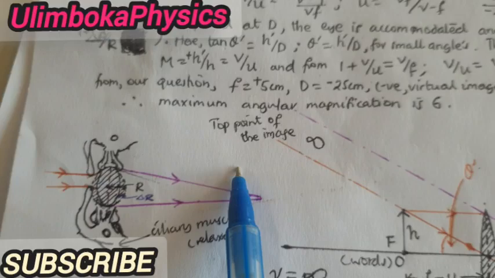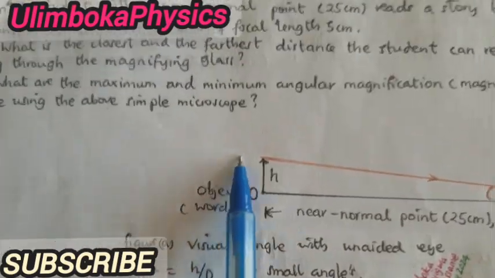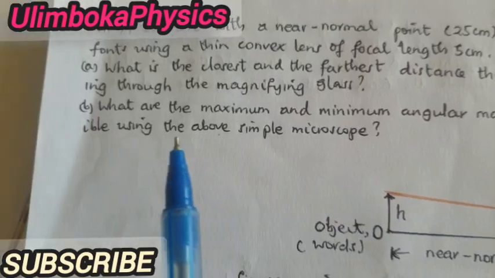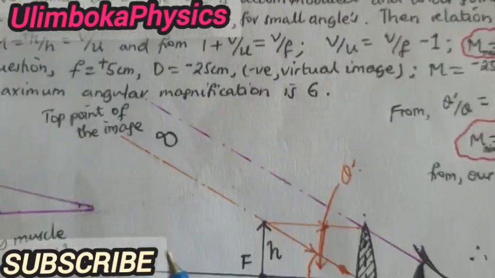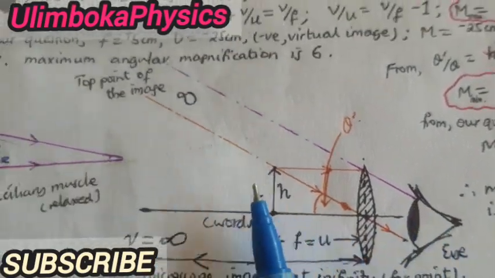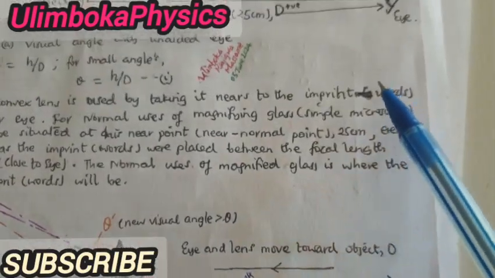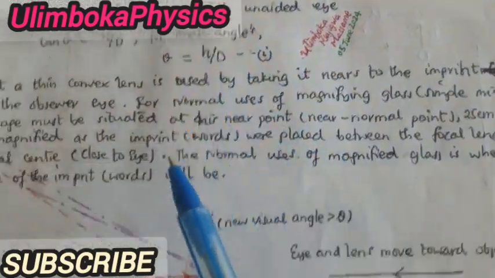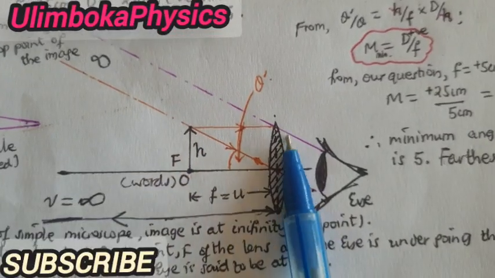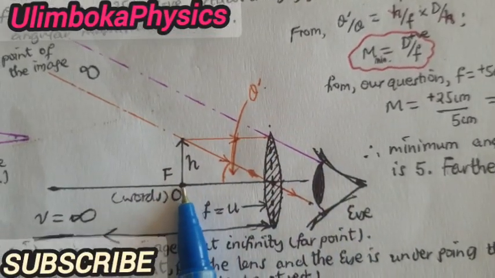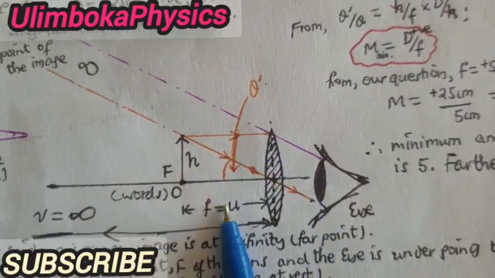Now, the second case is the farthest distance at which the student can read when viewing through the magnifying glass. The farthest distance, we now consider as the case where the object is taken until it is at the focal point of the convex lens.